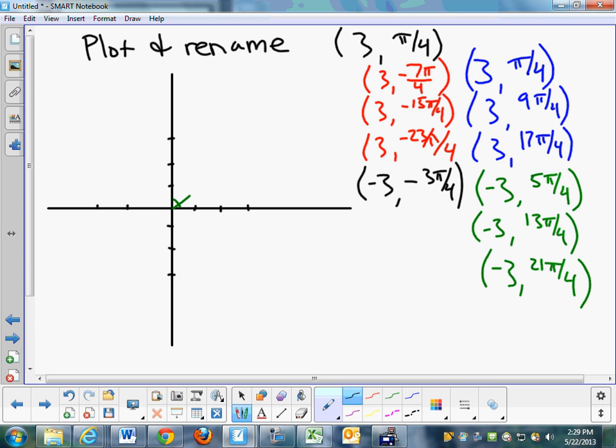Which quadrant does negative 3 pi over 4 place me in? The third quadrant. It starts here and brings you to right there. And it wants to extend 3 units in this direction. But it can't because it's a negative radius. So therefore it goes opposite direction and places me right there.